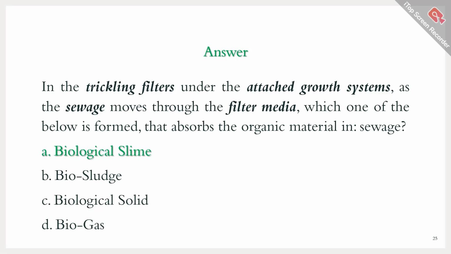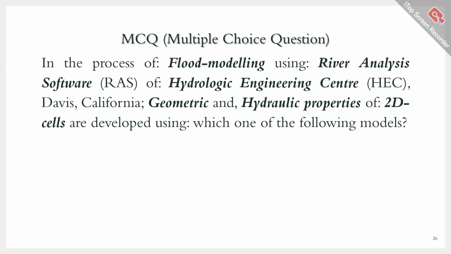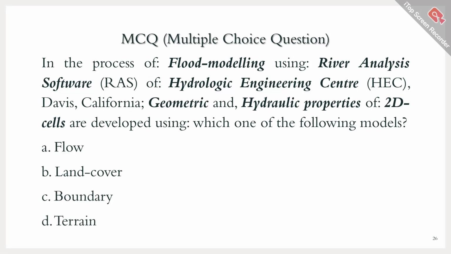Now let's move on to the next MCQ. In the process of flood modeling using River Analysis System or RAS of the Hydrologic Engineering Center or HEC, Davis, California, geometric and hydraulic properties of two-dimensional cells are developed using which one of the following models? Option A is flow model, option B is land cover model, option C is boundary model, and option D is terrain model.